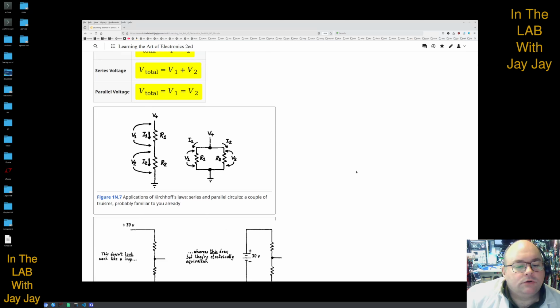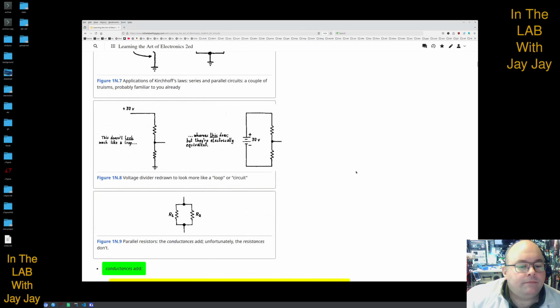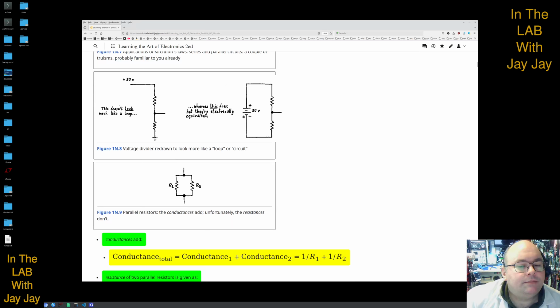Applications of Kirchhoff's laws, series and parallel circuits, a couple of truisms probably familiar to you already. Now this diagram is important. You should understand that this is in fact a circuit. It comes full circle and connects back here at the power supply. So even though it doesn't look like a circuit when we drew it this way, you should know that it is a circuit, and it will start at the power and come back to the power.